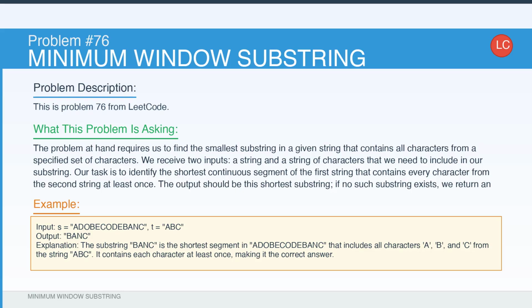For instance, consider the input string ADOBECODEBANC and the target string ABC. The substring BANC emerges as the shortest segment that includes all characters A, B, and C, thereby fulfilling the problem's requirements. Let us embark on this intellectual journey to unravel the depths of this algorithmic challenge.